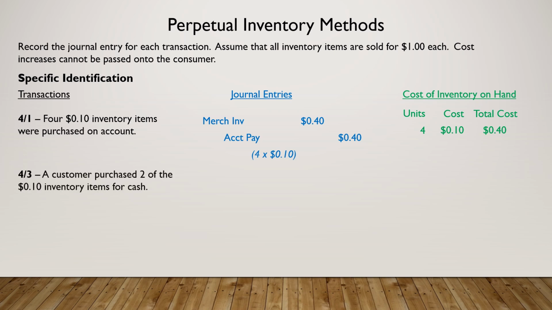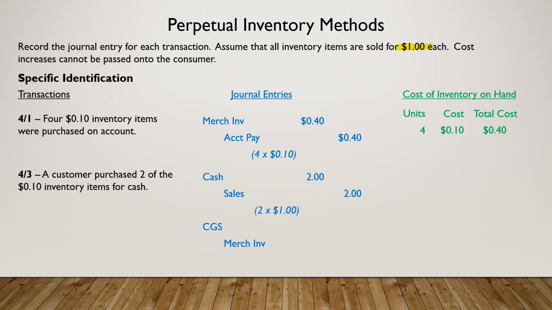On April 3rd, a customer purchased 2 of the 10-cent items for cash. Our journal entries to record sales of merchandise inventory consists of a debit to cash and a credit to sales for $2. The 2 units sold times their $1 retail level sales price. We also have to expense merchandise inventory off the books with a debit to cost of goods sold and a credit to merchandise inventory.